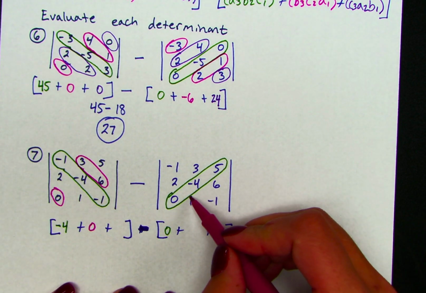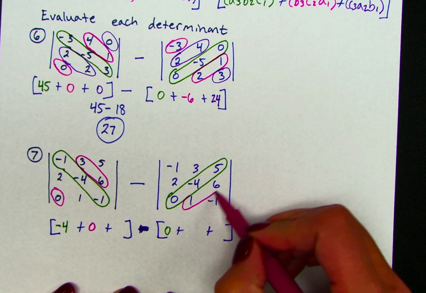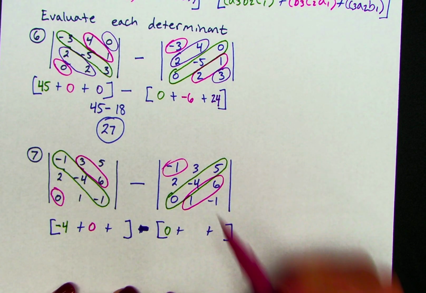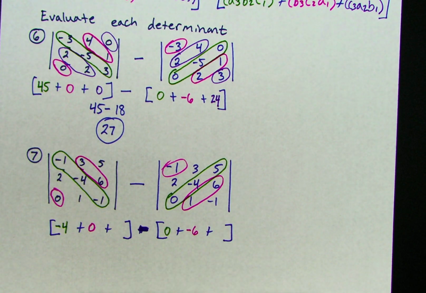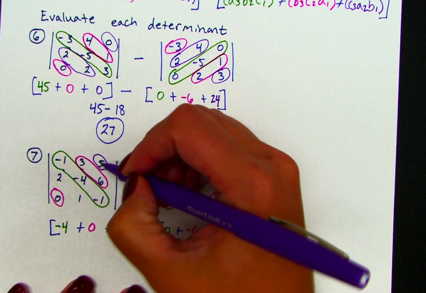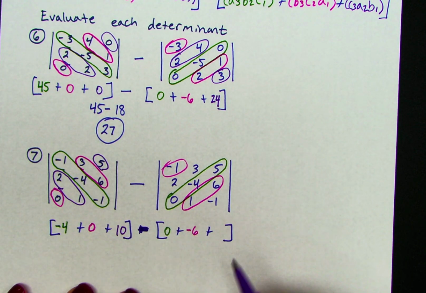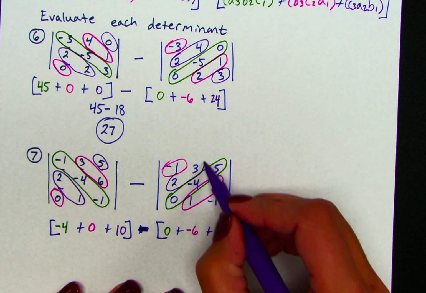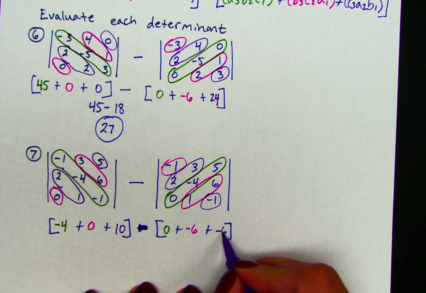And then if I go down on this one, so again, it doesn't matter if we go up or down first. So 1 times 6 times negative 1. So that's going to give me negative 6. And then I have my last set of diagonals. So 5 times 2 times 1 is going to be 10. And then 2 times 3 times negative 1 is negative 6.